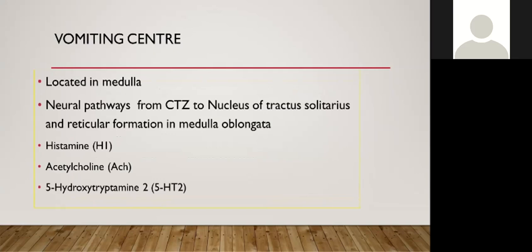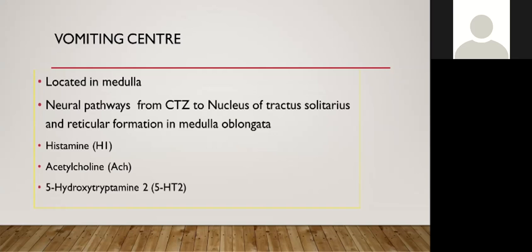Then the vomiting center, you remember the picture, it's also located in the medulla. The neural pathways from the CTZ, the chemoreceptor trigger zone, go to the nucleus tractus solitarius and the reticular formation in the medulla oblongata. The receptors here are histamine H1 receptors, acetylcholine receptors, and 5-hydroxytryptamine 5-HT2.